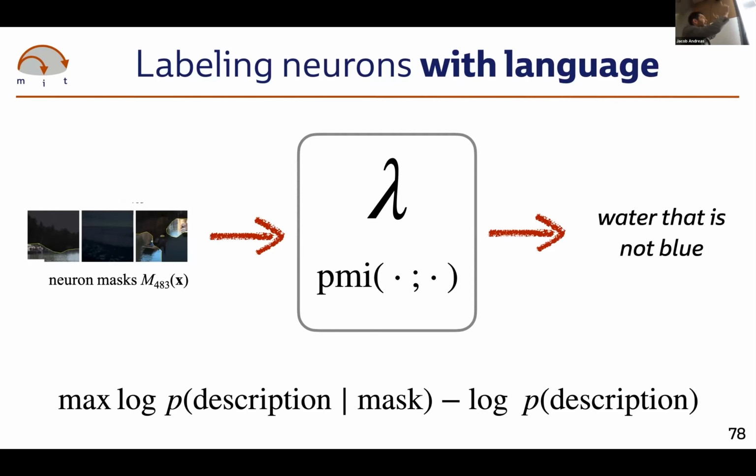And then in the captioning version, we're learning a model of the joint distribution over image regions and descriptions that people assign to those regions. And then the quality of a caption or the quality of a neuron description is the pointwise mutual information between the description and the image region with respect to that joint. So it's as good as your best caption score.